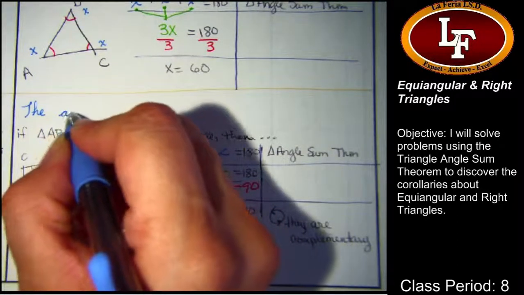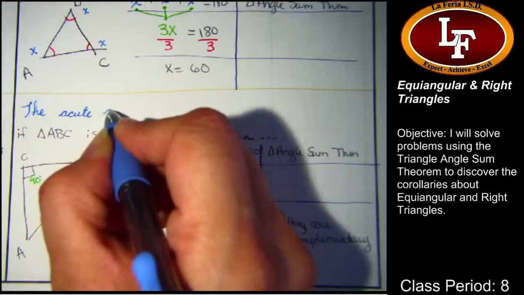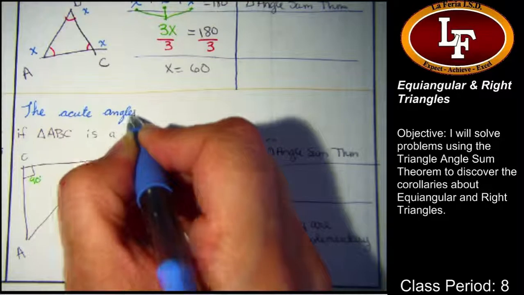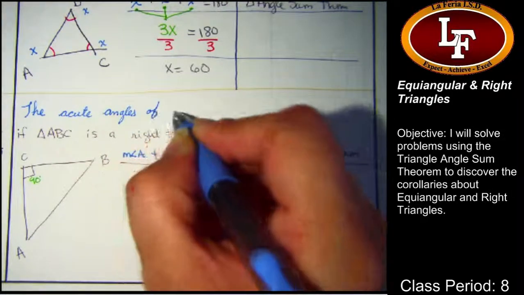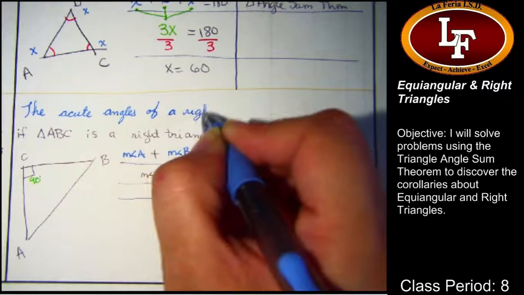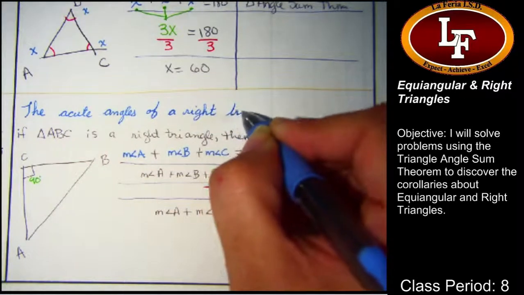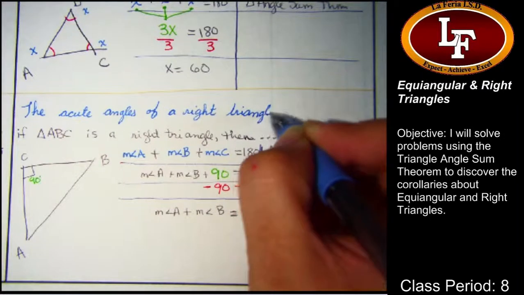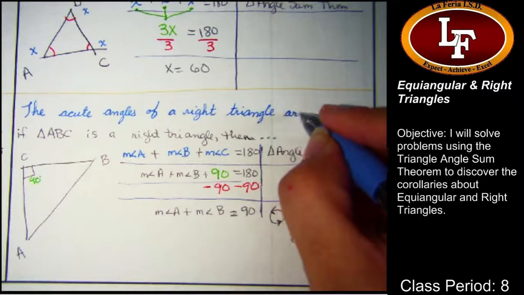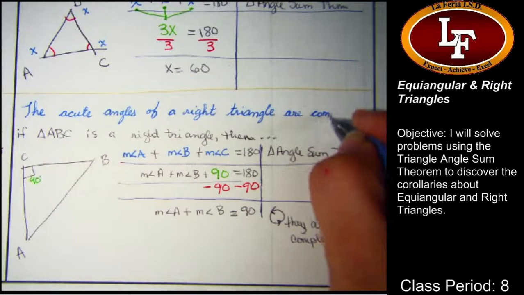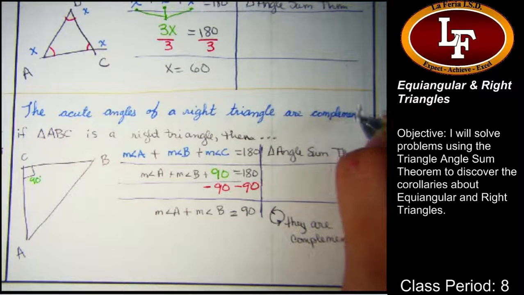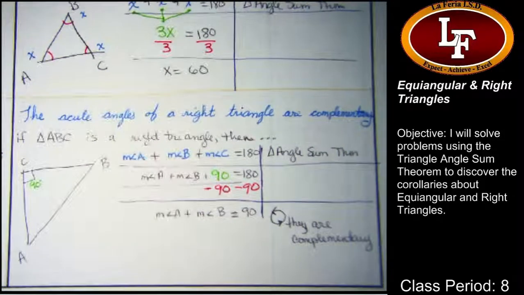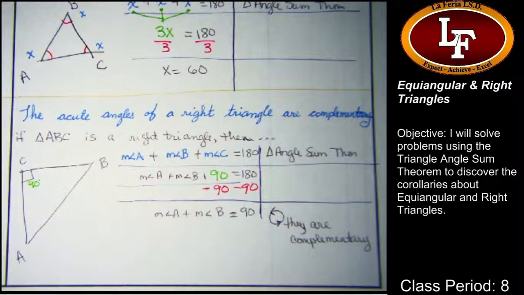The acute angles of a right triangle are complementary. There it is. Let's do our quick example, and then we'll be done.